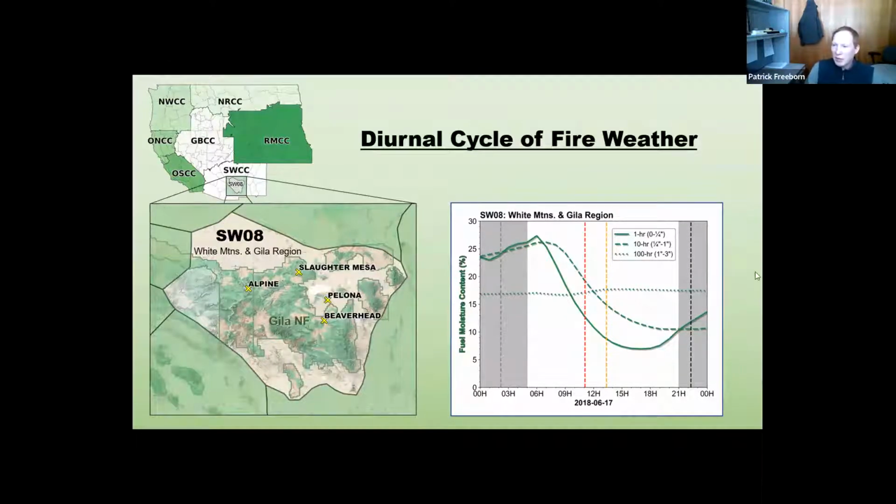The solid green line is the trace of fuel moistures for 1 hour fuels with diameters up to 1/4 of an inch. Those are fine dead fuels. They respond the quickest to changes in atmospheric moisture, and you can see that just after sunrise, those fuel moistures start to decrease. 10-hour fuels are a little bit larger, with diameters ranging from 1/4 of an inch to an inch, and you can see they respond more slowly. They're lagging behind the 1 hour fuel moistures. And then the 100-hour fuels are the largest shown on this plot, and they didn't fluctuate at all during that 24-hour period.